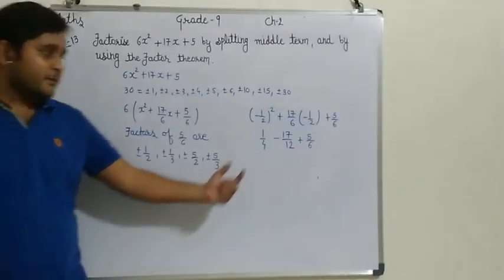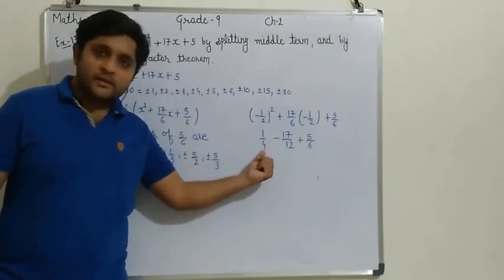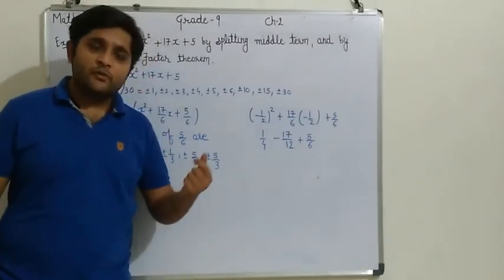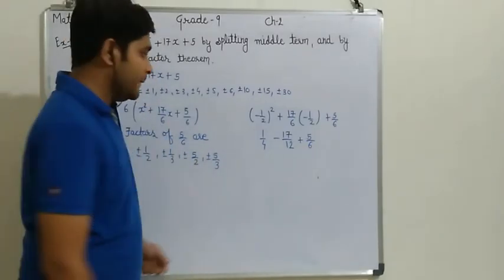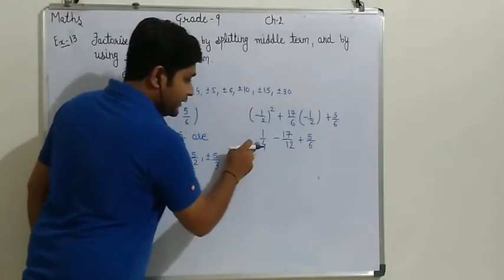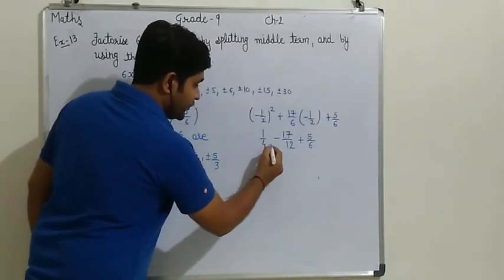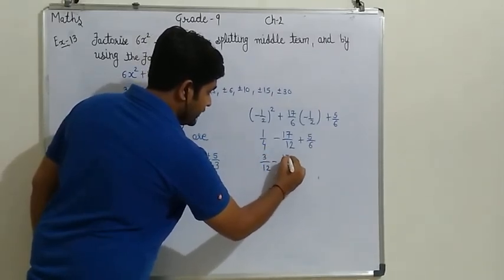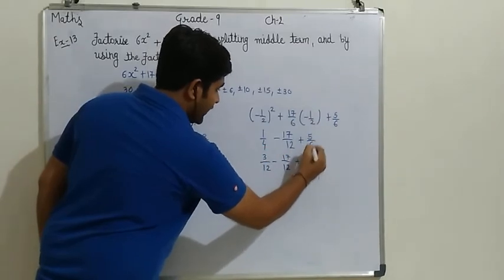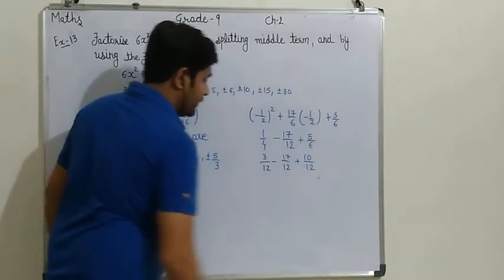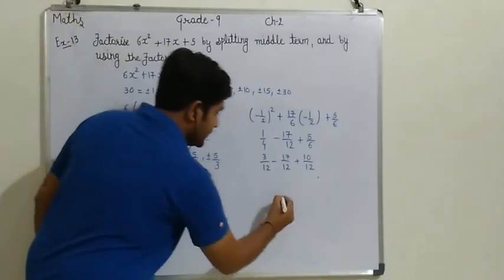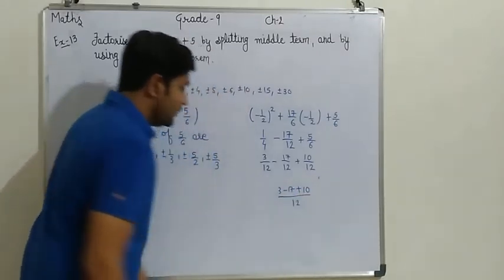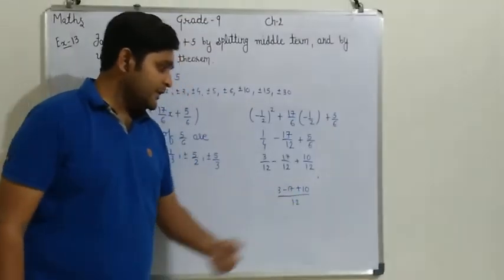Now find the LCM. 4 is already a factor of 12 and 6 is already a factor of 12, so the LCM will be 12 only. So here I want 12, 12, 12. 4 3s are 12, so 1 by 4 becomes 3, minus 17 as it is over 12, plus 6 2s are 12, so 5 2s are 10, 10 by 12. So all denominators are the same, friends. So 3 minus 17 plus 10. 10 plus 3 is 13. 13 minus 17.